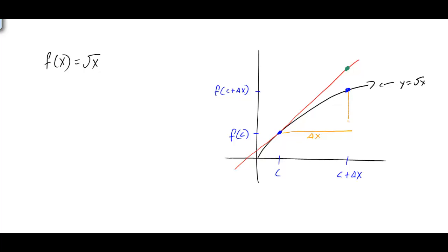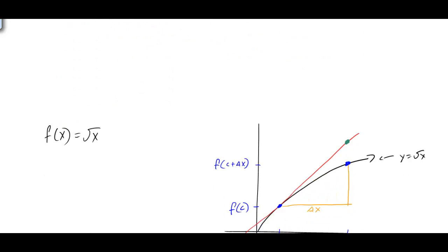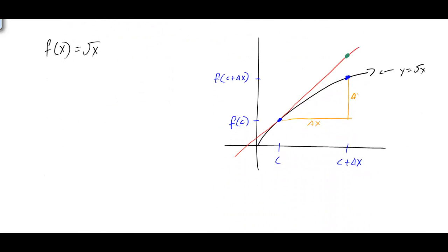Then if we go from here to here, notice we're going from f of c on the y-axis up to f of c plus delta x. And that's where we get f of c plus delta x minus f of c, up here in the formula. So that's simply delta y, the change in our y. All of this is based off of the actual function y equals the square root of x.